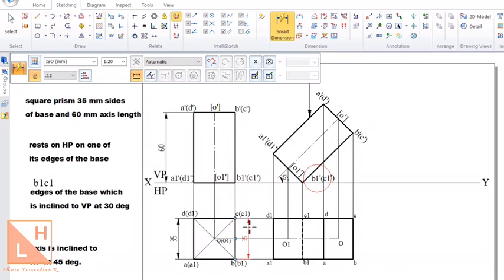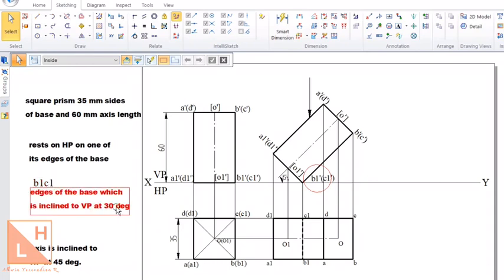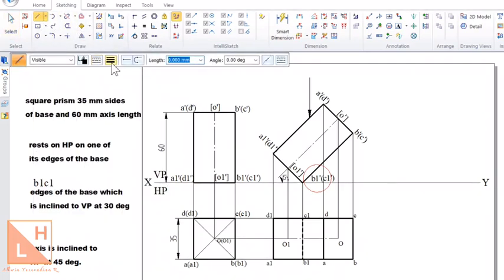So check the length of B1 C1 in the first as well as in the second position. Here it is 35 from B1 to C1, and here we have B1 C1. If you check the length, it still remains 35. So the length has not changed from first to second position with respect to the base edge which is resting on HP, that is B1 C1. Hence there is no need to find out the beta angle. We'll directly incline this edge B1 C1 at an angle of 30 degrees to the vertical plane.